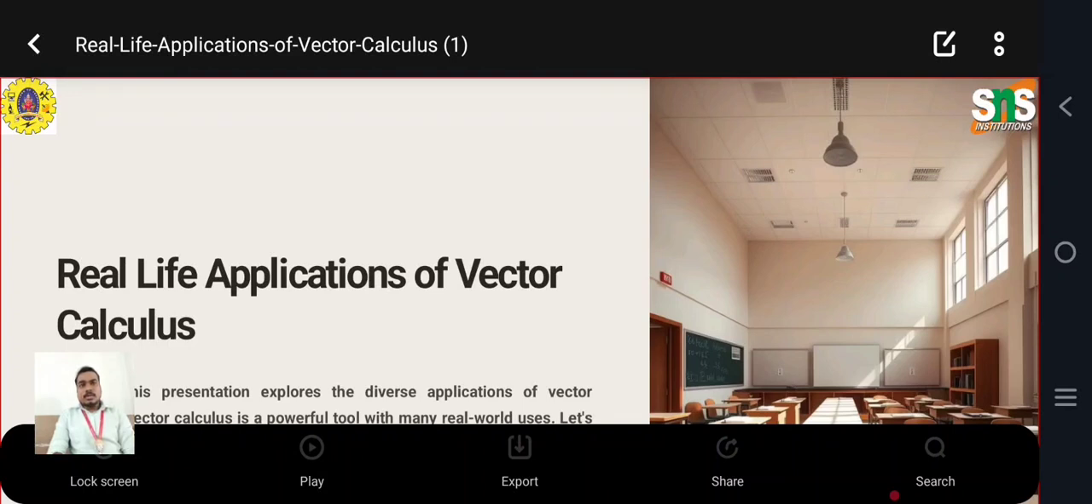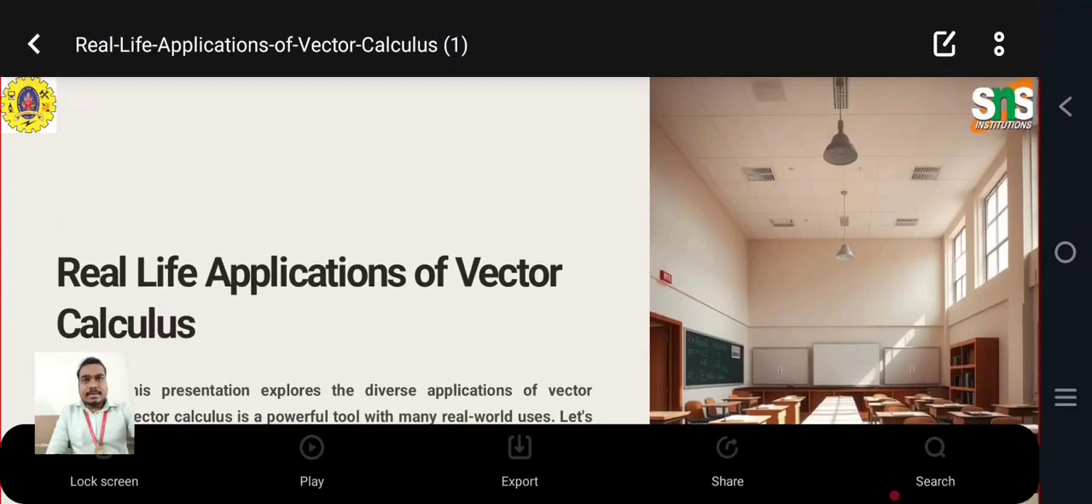Today we are going to start our session with real life applications of vector calculus. This presentation explores the various applications of vector calculus, and its application to vector fields, finding real world use in diverse fields like physics, engineering, computer science, and electromagnetic fields, among other phenomena.